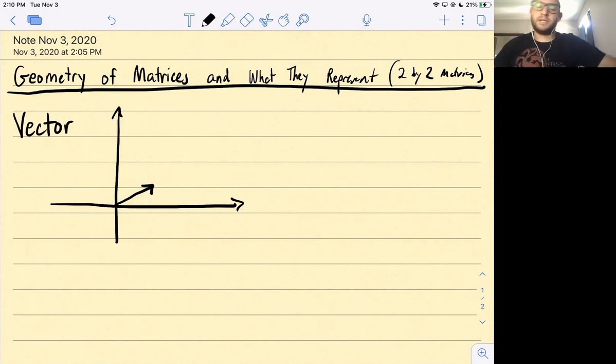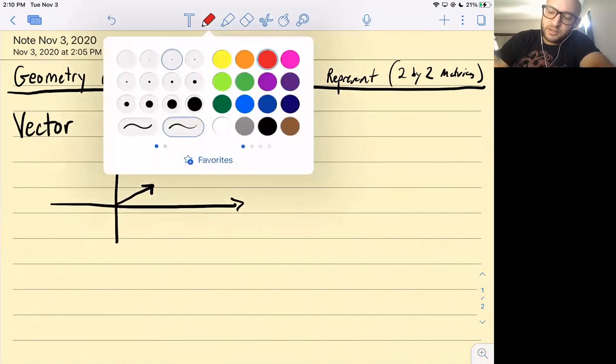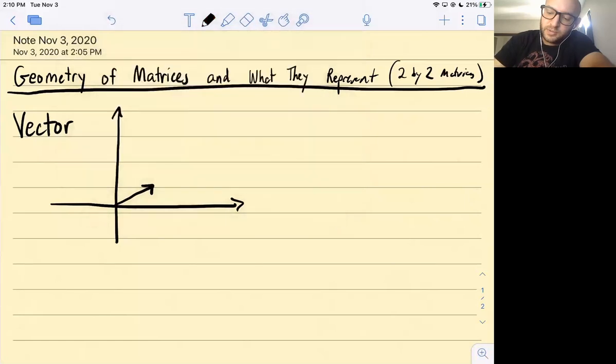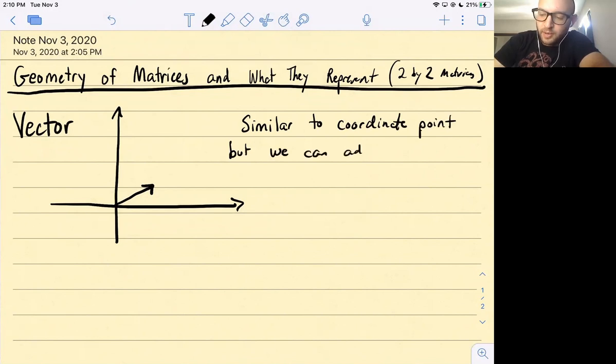Yeah, it's a lot like a point. If you want to tell somebody how to walk from one point to another, you would tell them, let's say, walk along the vector. So a vector, we write it as a column. It's similar to a coordinate, but the difference is we can add them, and dilate them or scale them.